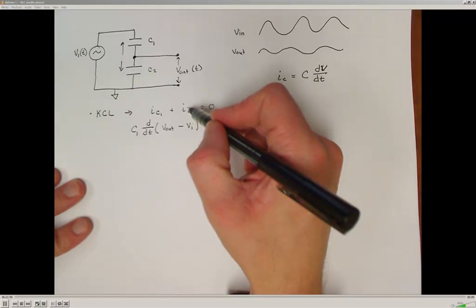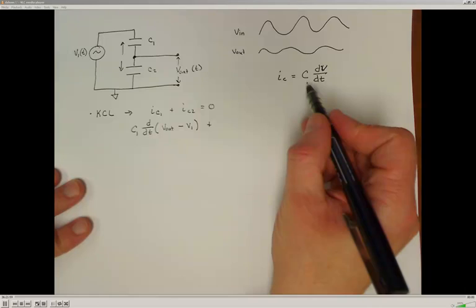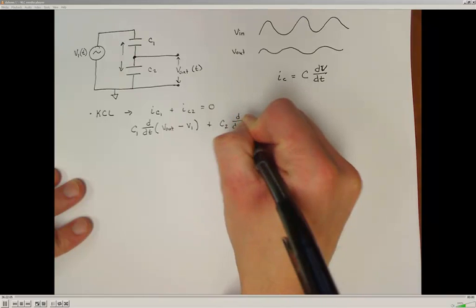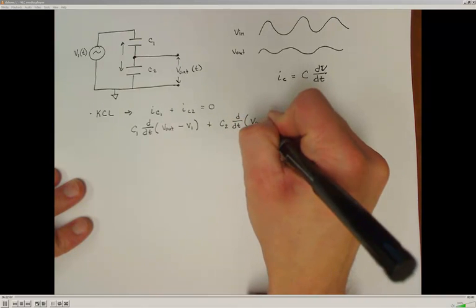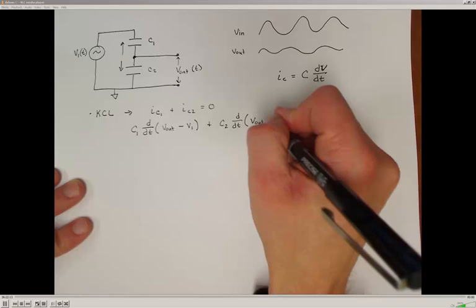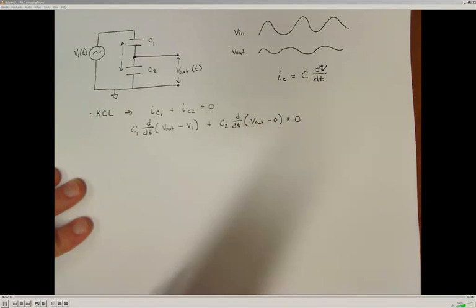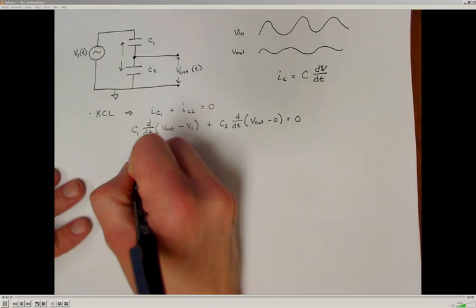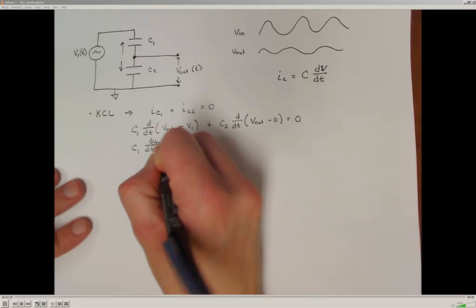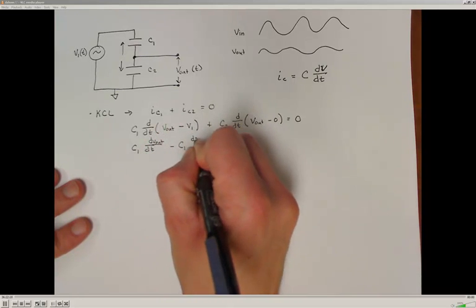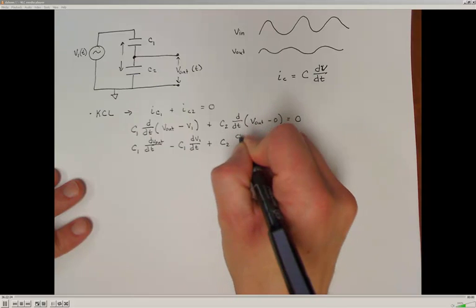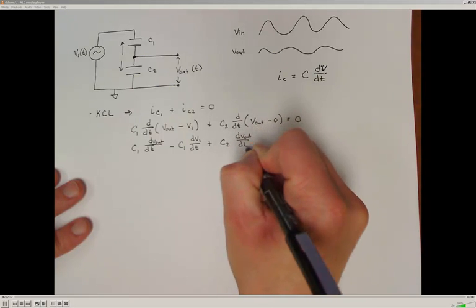The current passing through capacitor 2, substituting in our current voltage relationship, will be C2 times the rate of change, or the derivative of V out, minus our 0 voltage reference point here, or ground. So V out minus 0 has to sum to 0. So now, taking the derivative of everything here, I wind up with C1 d dt, dV out dt minus C1 dV in, or dV1 dt, plus C2 dV out dt is equal to 0.